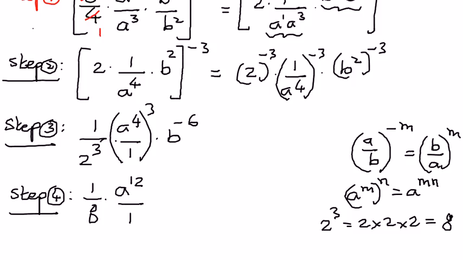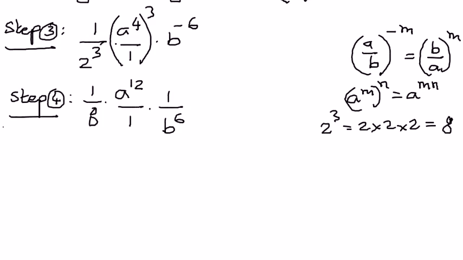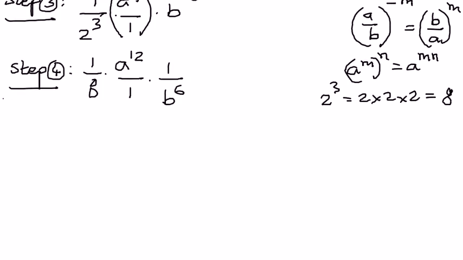And then here we have b to the power of negative 6. I can express this as 1 over b to the power of positive 6. Therefore, if I were to put all of this together, our answer is going to be as follows: a to the power of 12 divided by 8 times b to the power of 6. That is where we want to leave it, and this is our answer.